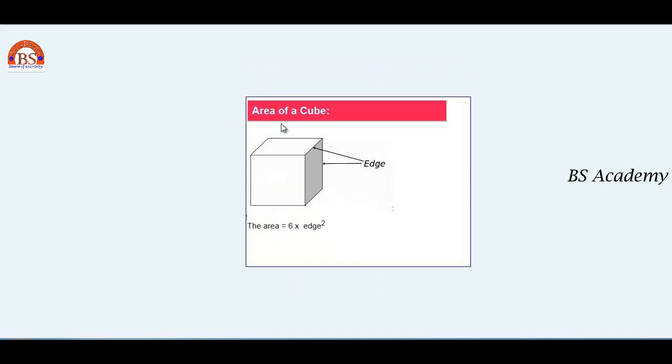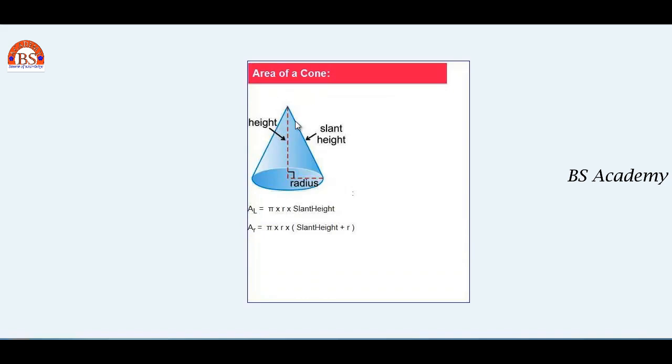And the next is area of a cube. Area of a cube is equals to 6 into h square. And the next is area of a cone. Area of length of a cone is equals to pi r into slant height, and area of radius of cone is equals to pi into r into slant height plus r.